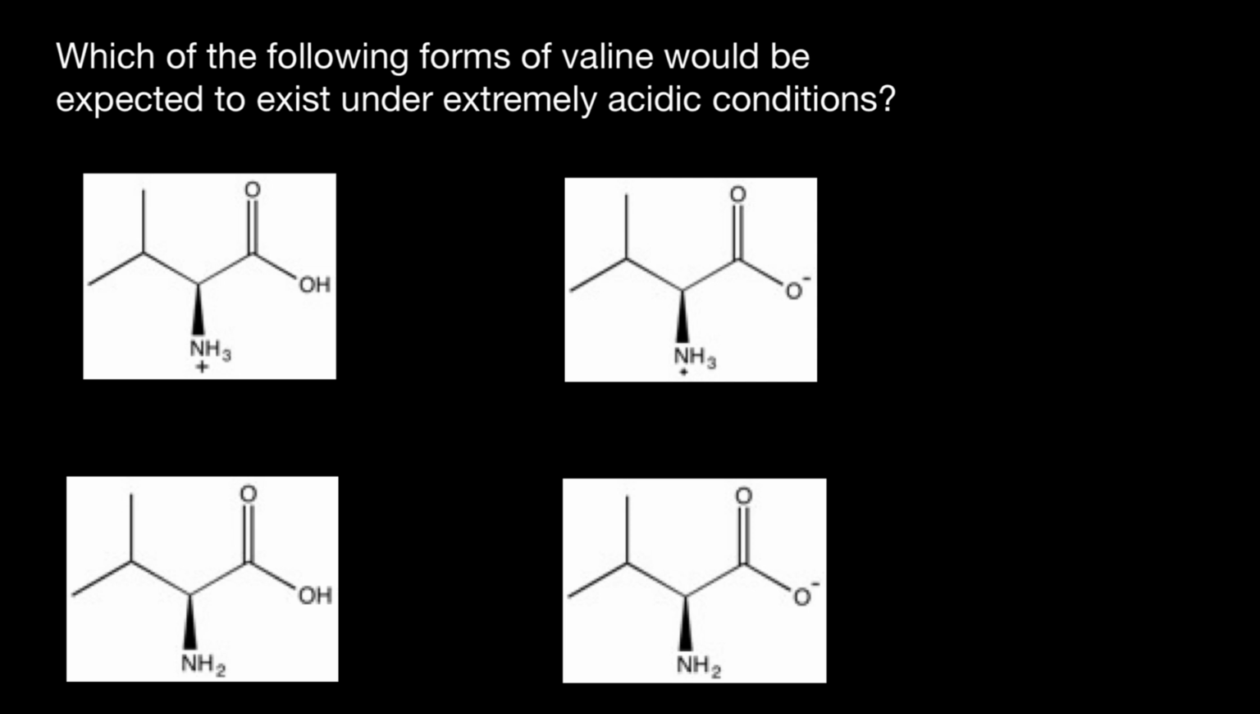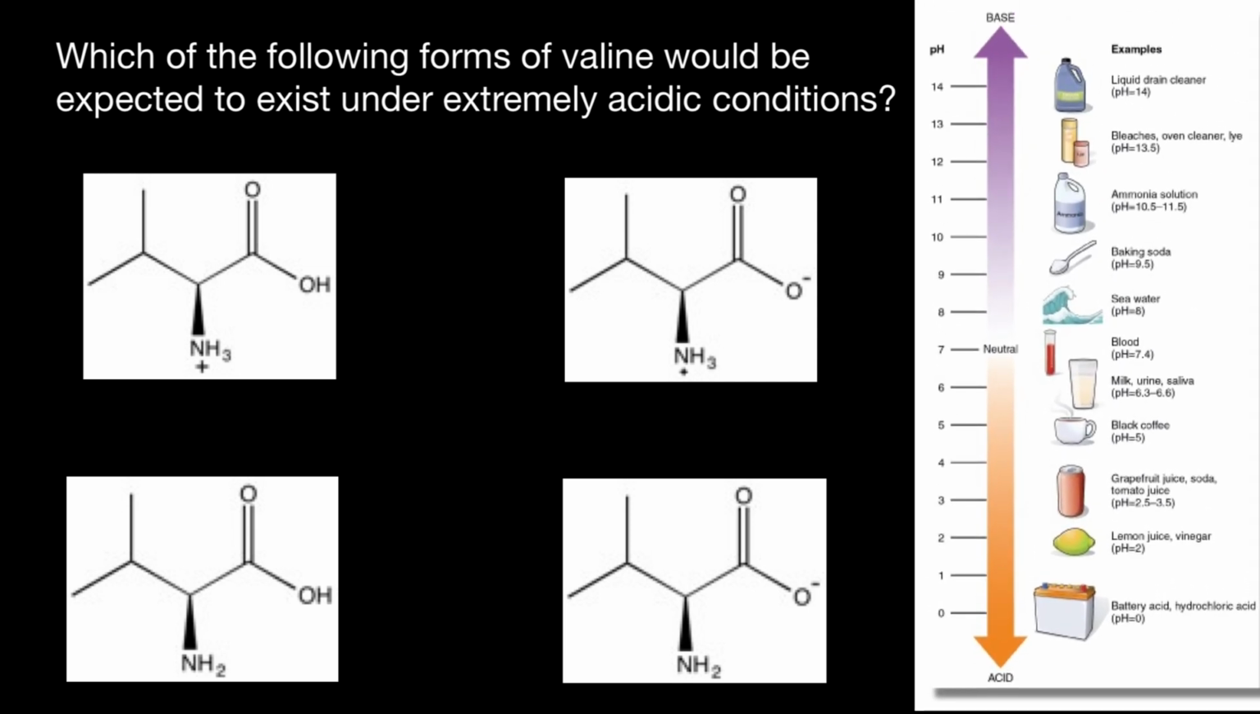Take a look at this picture, which represents the pH scale, and you would see here our blood in the middle, which is considered to be pH neutral, and the pH is 7.4. Everything below it would be considered acidic, and everything above would be considered basic.